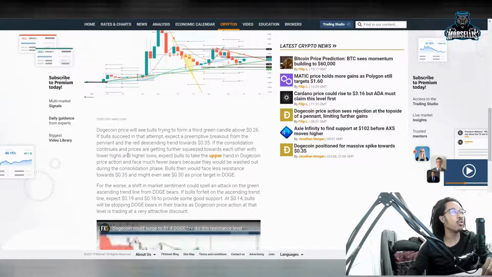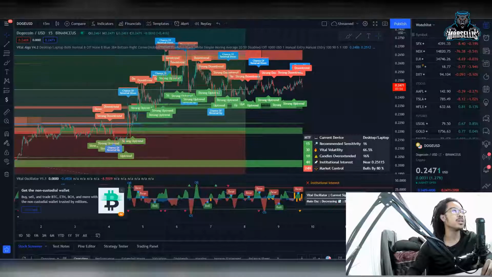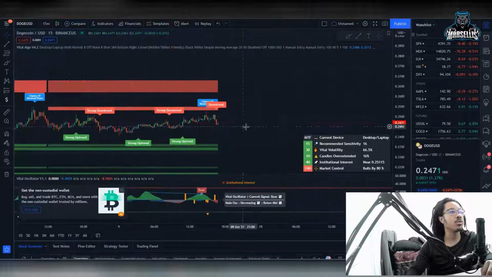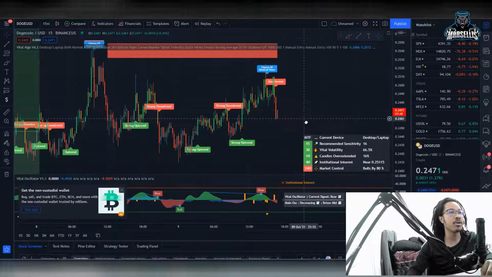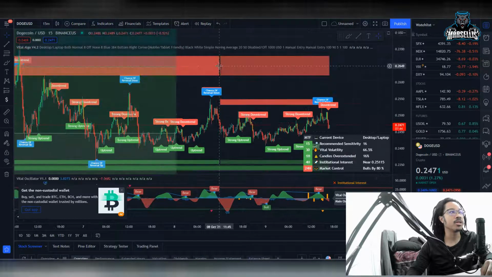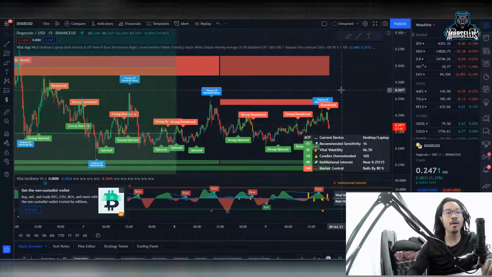So Dogecoin price still sees bulls trying to form a third green candlestick above 26 cents. If bulls succeed in that attempt, expect a preemptive breakout from the pennant and the red descending trend towards 35 cents. So pretty much, they're saying if we break out of this 26-cent area, which is way up here, let's hit the auto so it looks way better. So yeah, if we break out of this 26-cent area all the way up here, which is at the top of our Fibonacci retracement here, we can actually end up going on a bullish pattern.